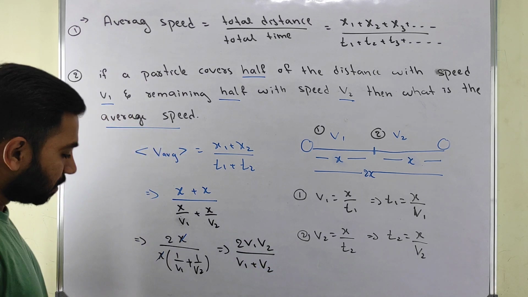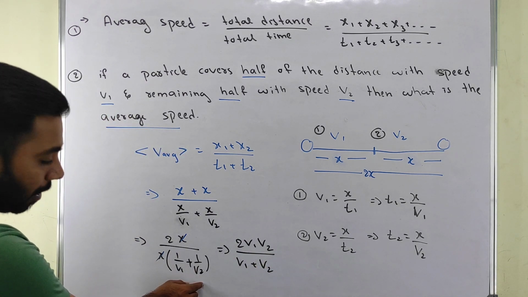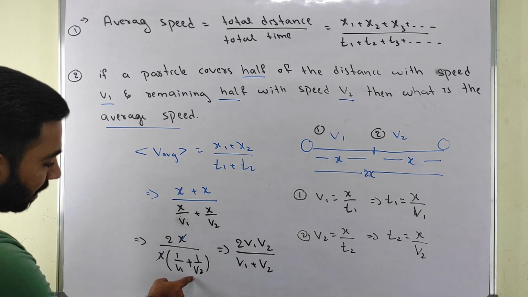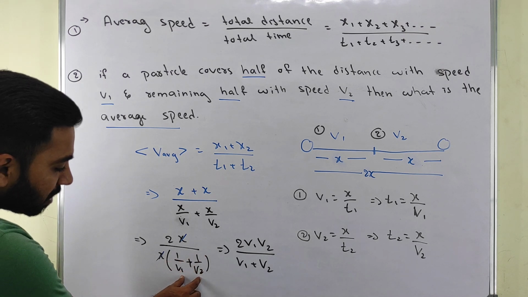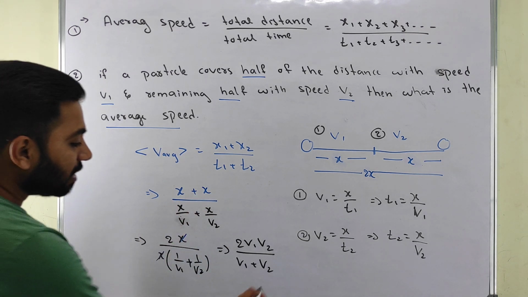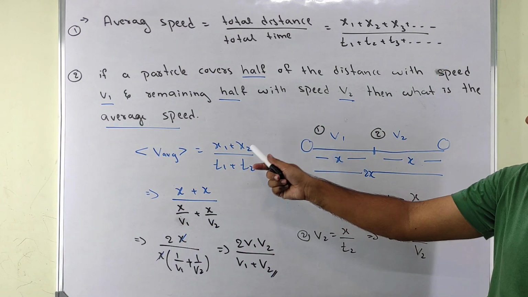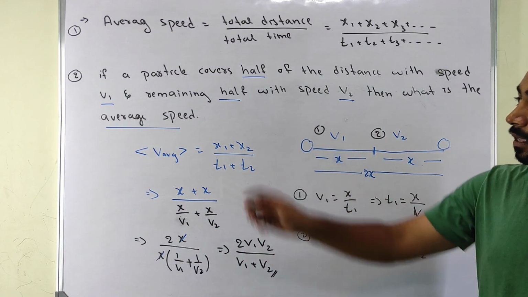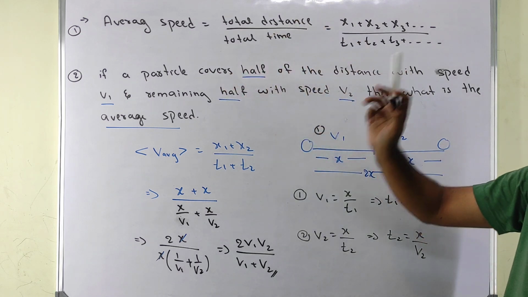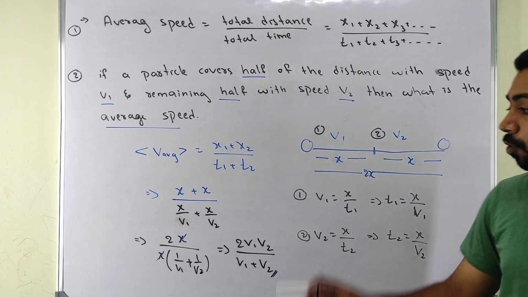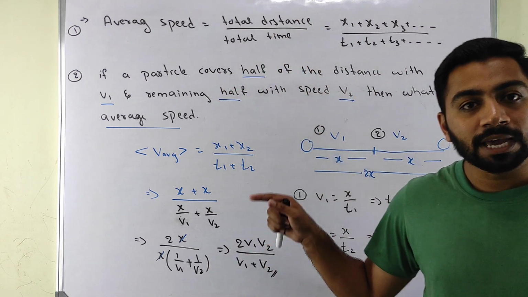Sir, how does it come? See, just simple. Take LCM here and multiply with this. I can multiply here, and this one I will set upside. It is my average velocity when they are given only distance and velocity. When they are mentioned only distance and velocity, it is my average velocity. This is how we can find.